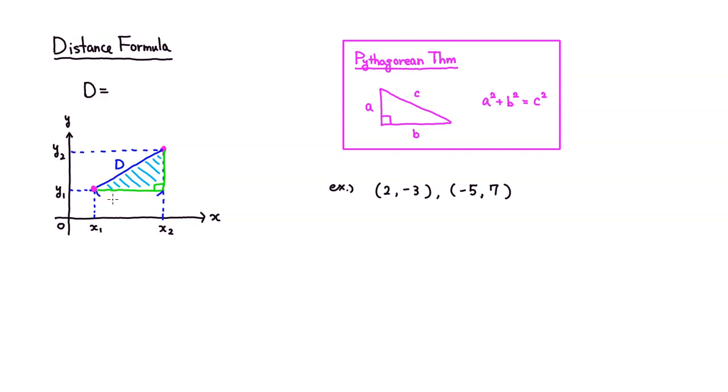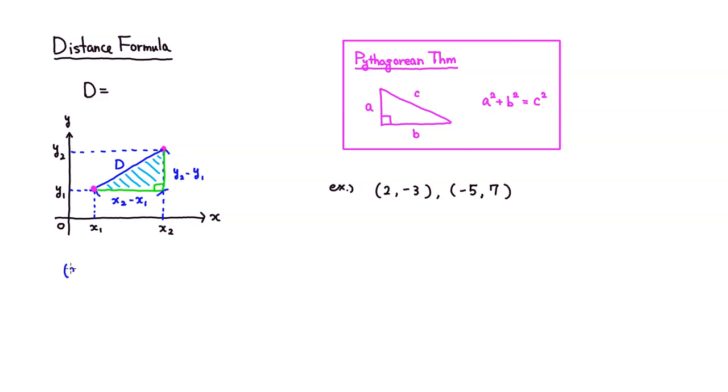So I'm going to write x2 minus x1. This side right here is the difference between y2 and y1, so this can be written as y2 minus y1. And d is the length of the hypotenuse. Following the Pythagorean theorem, a squared, so y squared. Actually, can I write the b squared first? It looks a little bit better.